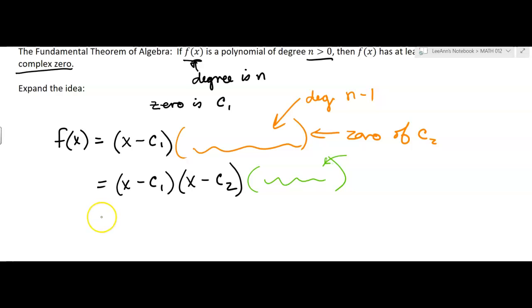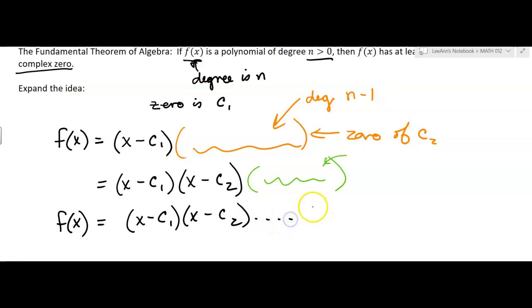So what happens is I get this. I get that my function can be written as a group of linear factors, x minus c sub 1, x minus c sub 2, and so on until I get to the end, x minus c sub n. There will be n linear factors, okay? So that's really important because now we know if we have a degree 3, then our polynomial is going to have 3 zeros, okay? If we have degree 5, it's going to have 5 zeros.